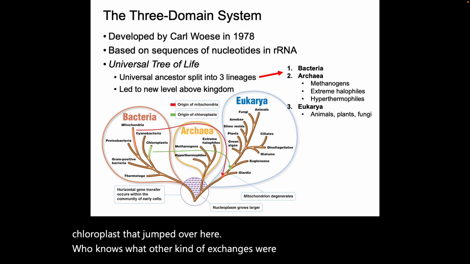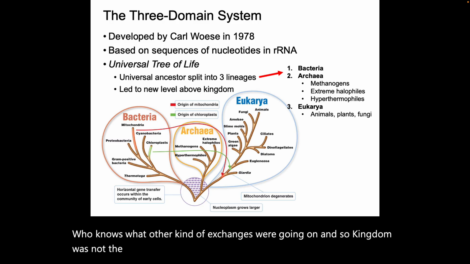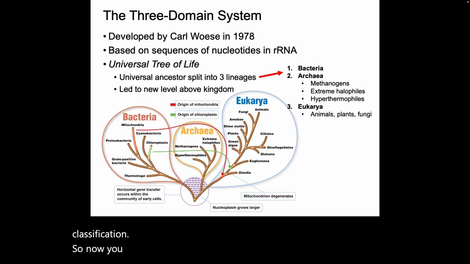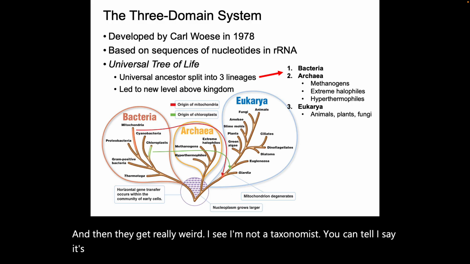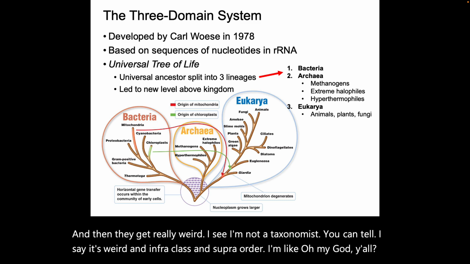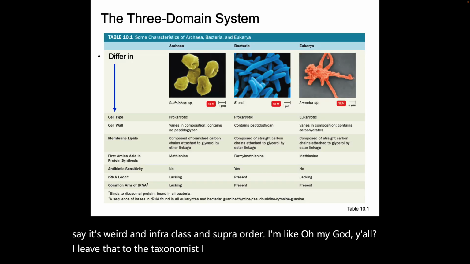And so kingdom was not the top classification anymore. Domain became the top classification. So now you have domain, kingdom, phylum, class, order, family, genus, species. And then they get really weird. See, I'm not a taxonomist. You can tell I say it's weird. And infra-class and supra-order. I'm like, oh my God, y'all. I leave that to the taxonomists. I only know the big ones.